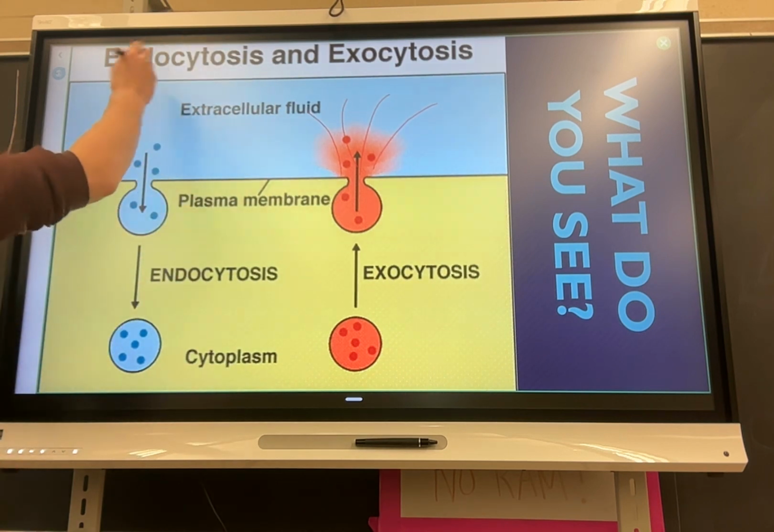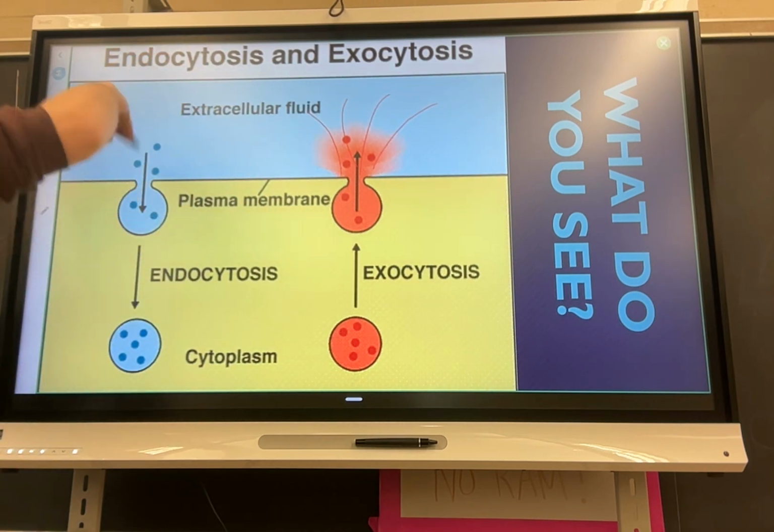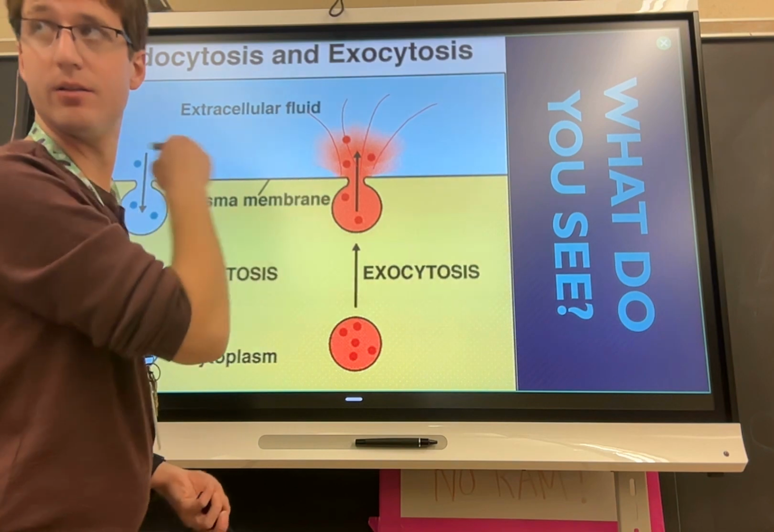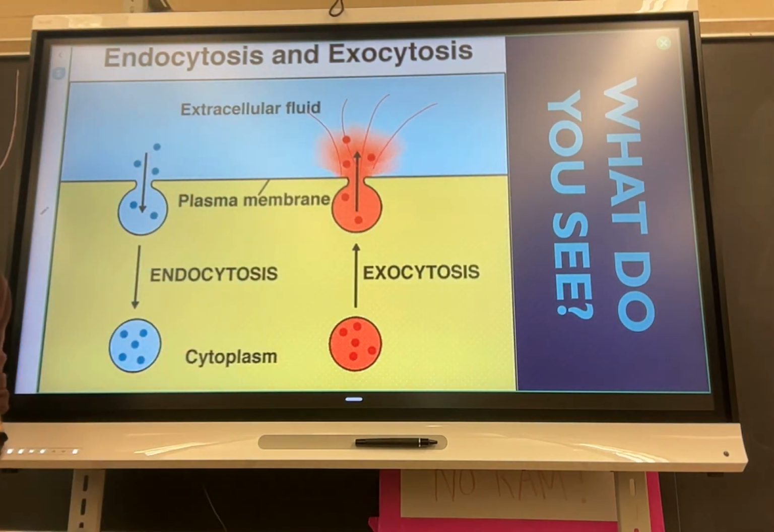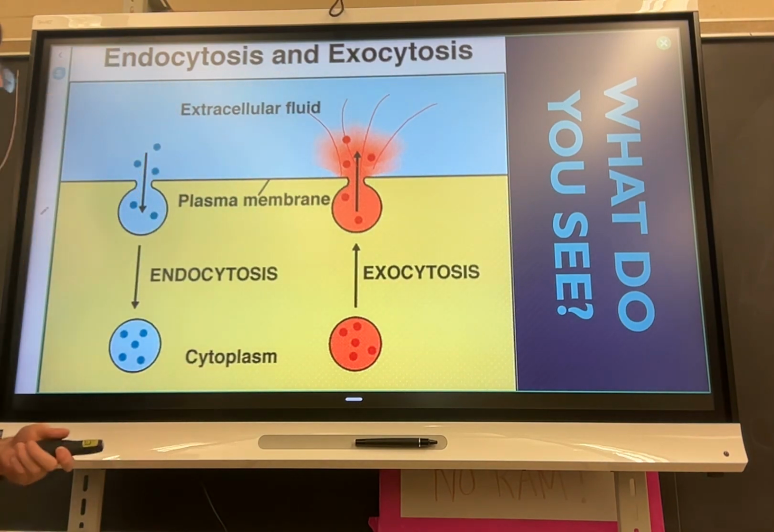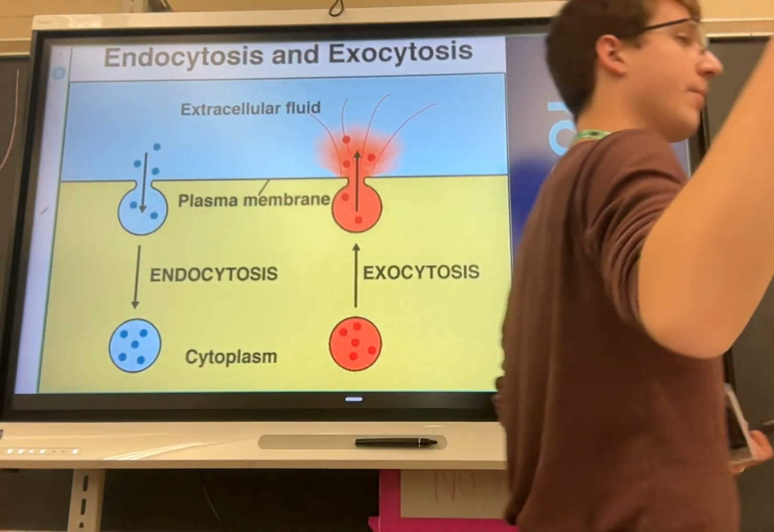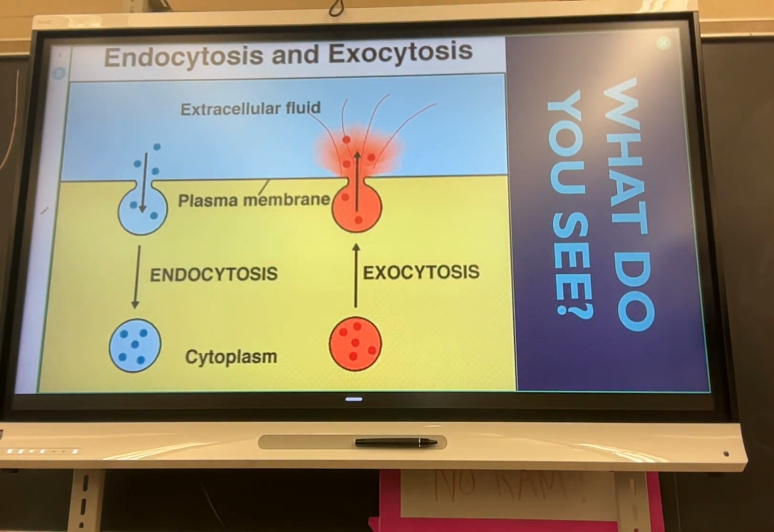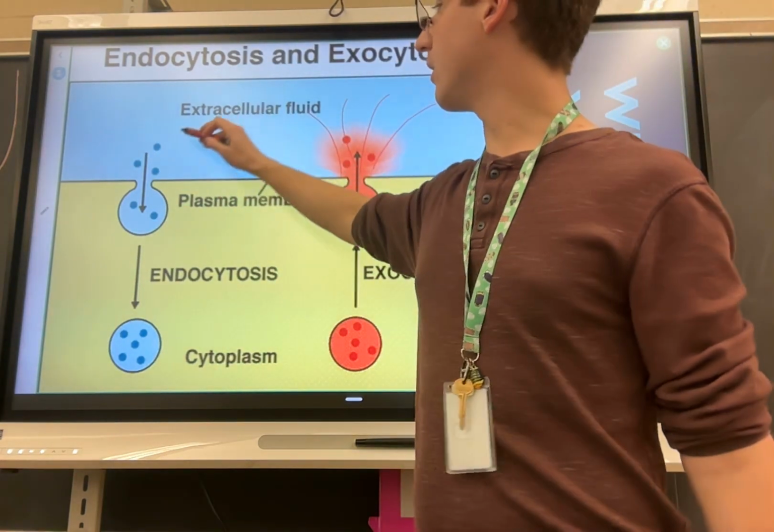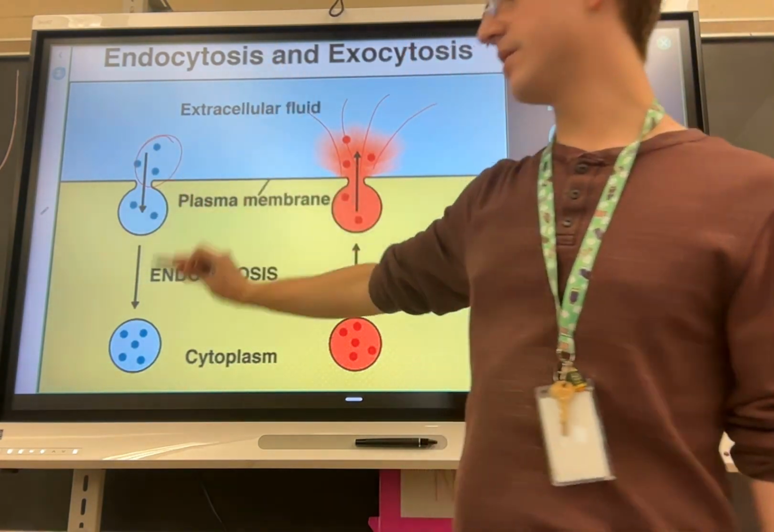Hypotonic. Okay, so which side would be hypotonic? The red one? Why? No, it would be the blue one because the water's going in. In this case, I'm going to cut this off here. We really won't talk about them in terms of hypotonic or hypertonic. There is, however, a lot more of this on the outside than there is on the inside.